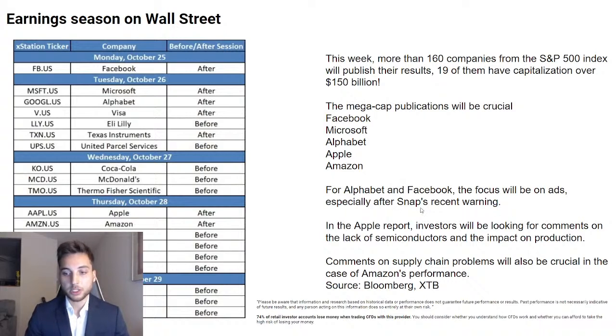In the Apple report, investors will be looking for comments on the lack of semiconductors and the impact on production. And from Amazon, comments on supply chain problems will be crucial in the case of Amazon's performance. So for today's reports, in particular Apple and Amazon, look out for these factors potentially impacting the prices or their forecasts, because even forecasts could impact the prices of these shares. As we move on, I'll show you what the situation is like on the charts right before the earnings get released.